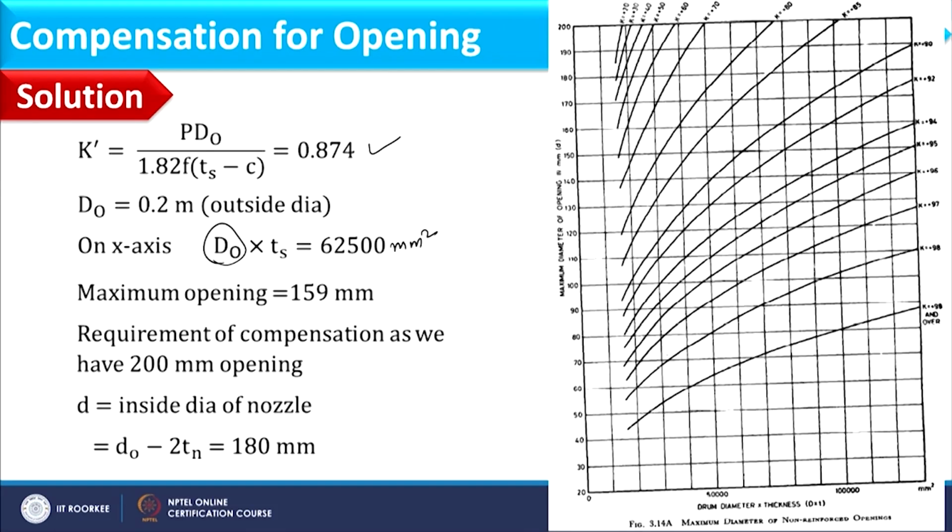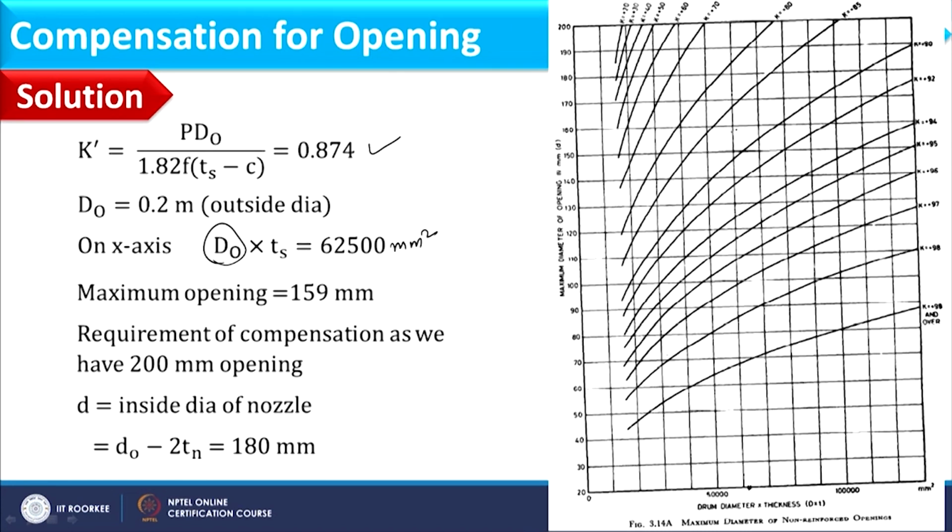So, now we will see figure 3.14, where Do into Ts is 62,500. So, here I have this 50,000. So, somewhere here it will have 62,000, okay, and this K dash value is coming as 0.87. So, here I have 0.85 and here 0.9.